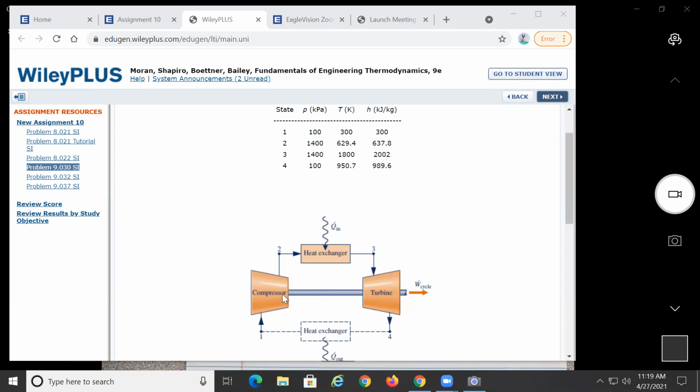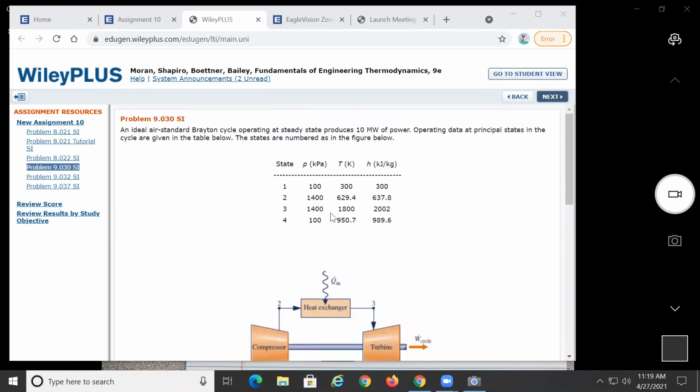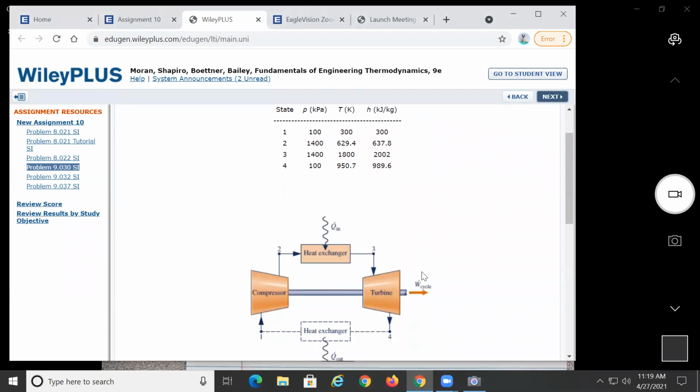This is a compressor, you compress the air. At the back, the turbine is what generates power, but also what drives the compressor. And then here you're going to have a heat exchanger where you put the fuel and so on, which is going to get burned, and then you need to cool it as well. So this is basically what we have. And it looks like they give you the values, so we don't have to go to the table. An ideal air standard Brayton cycle operated at steady state produces 10 megawatts. So what is that? This is the power over here.